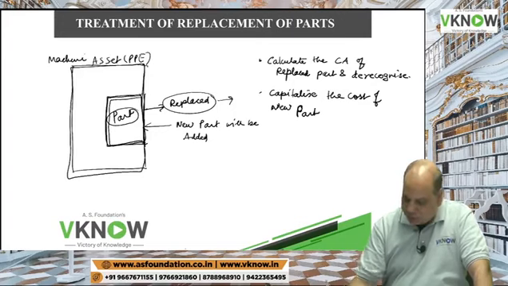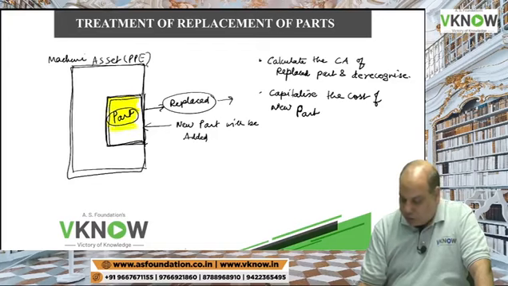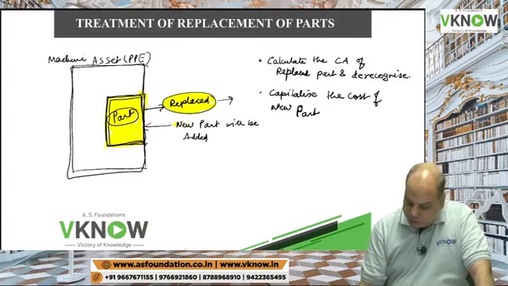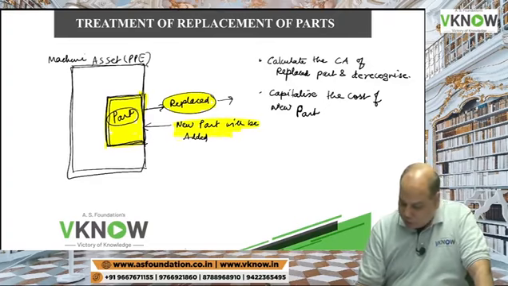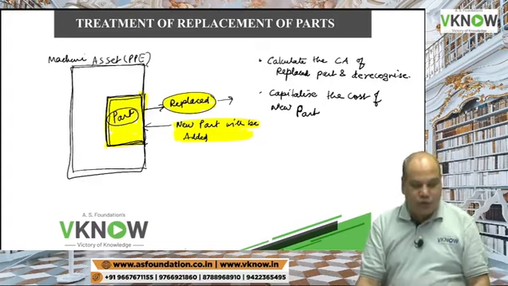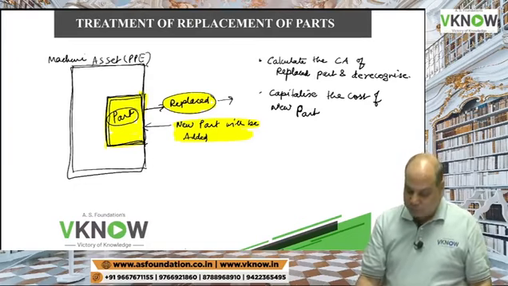Capitalize the cost of new part. So what I will do, I will find out on the date of replacement what is the carrying amount. The carrying amount I will deduct, and I will find out what is the cost of the new part. The cost of the new part will be added. Is it right? So that is called accounting treatment of replacement of part.